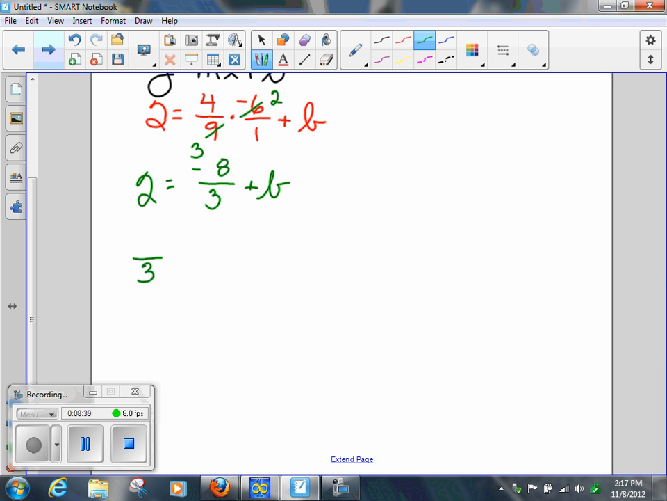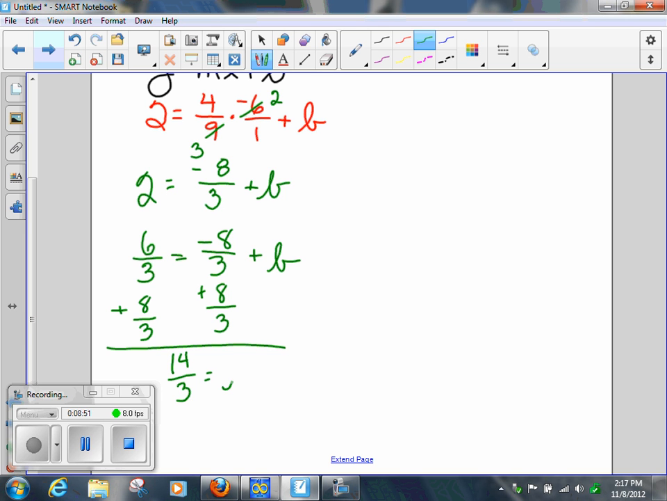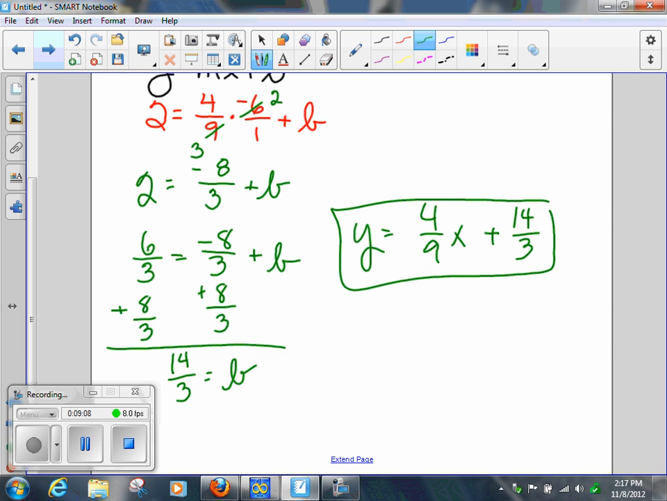Okay. I want 3 as my denominator. 3 times 2 is 6. Add 8. And I get 14/3. I still get the same thing. Okay? Now, write your equation. Y is equal to, what's your slope, folks? 4/9 plus 14/3 is your y-intercept. It's the same equation using a different point. Okay? Other questions? Are we cool?